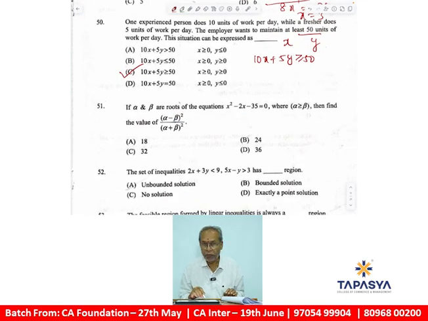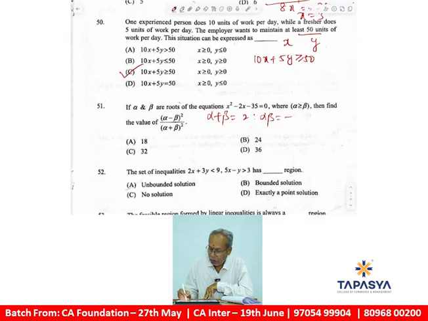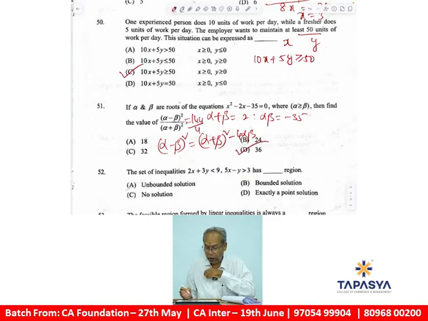Next comes alpha and beta, the roots of this equation. Then what is the sum of the roots? Alpha plus beta is equal to 2. The product of the roots is equal to c by a, which is minus 35. We know the formula a minus b whole square equals a plus b whole square minus 4ab. Substituting all the values, you will get 144 divided by 4, which is 36. So the answer is 36.